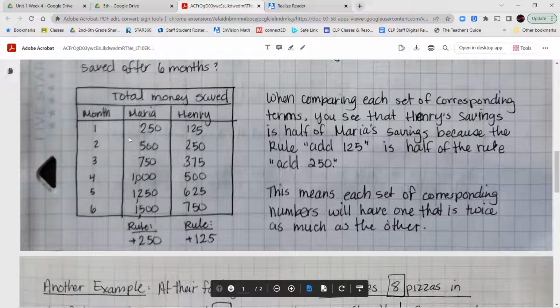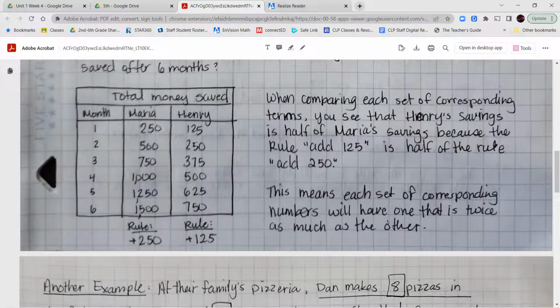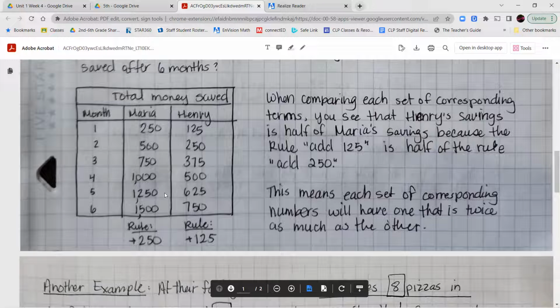So when we're comparing these corresponding terms, these are the numbers that are next to each other in these different data sets, we can see that consistently Henry's number is half of Maria's. If you look at the rule, his rule says to add half the amount that Maria is adding. So hers are going to be consistently twice as much as his, and his are going to be consistently half as much as hers. So she will always have 2 times as much money in her savings account as he does. He will always have half as much money in his savings account as she has.